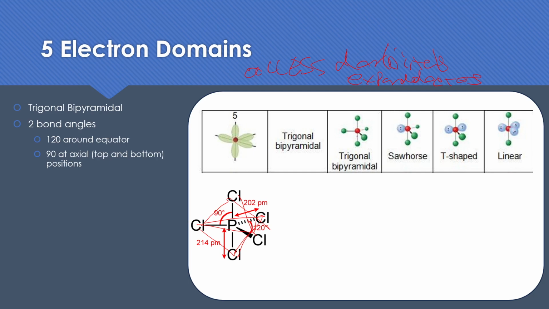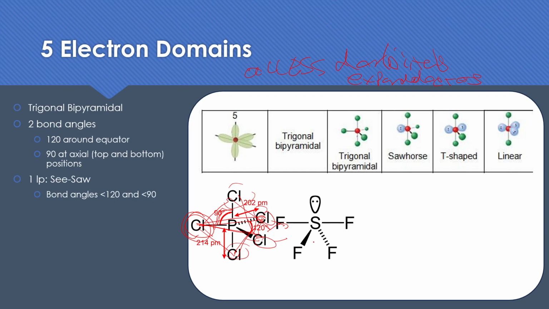The 3 points on the equator are called equatorial. Those are 120 degrees away from each other. The top and bottom positions, which are called the axial positions, are 90 degrees away from the equatorial positions. The question is, when I put my first lone pair on, does it go to the axial position or the equatorial position? It turns out that it goes to the equatorial position first because you can push these 2 bonding domains away from you.